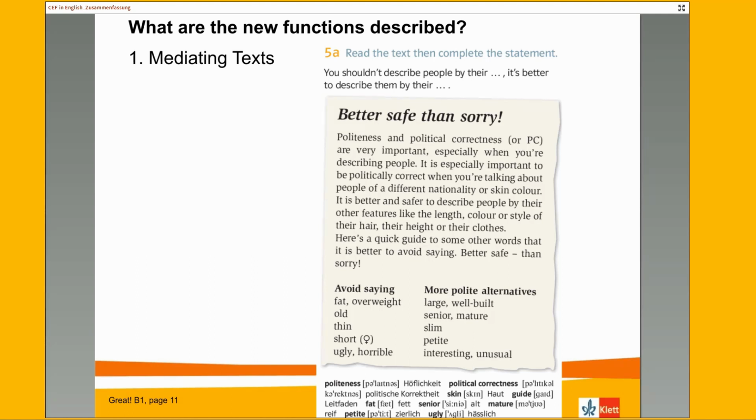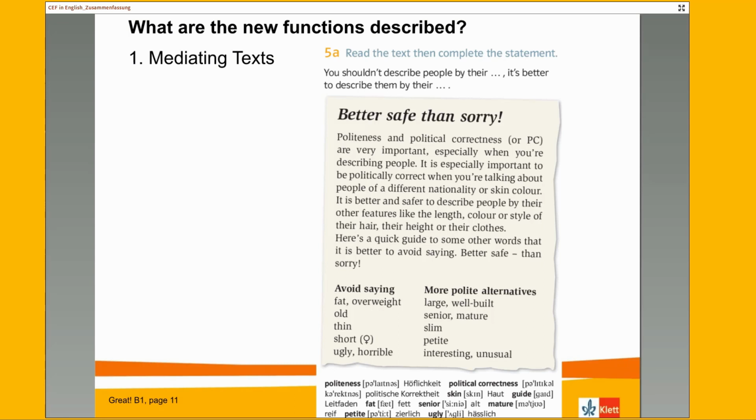So the functions described in the new and revised edition of the CEF are already part and parcel actually of the course books for the English department. Let's Enjoy English and Grade. This example is from Grade B1, and it is an example for mediating texts. You can read this text and think about the task that you would set students when you present them with such a text. It comes from a unit on small talk.